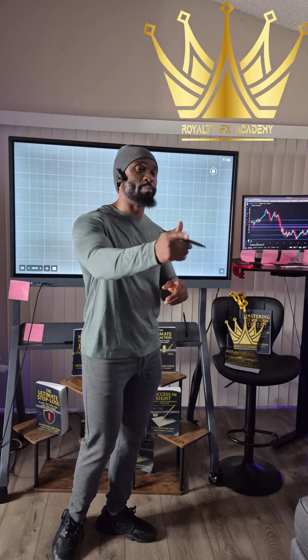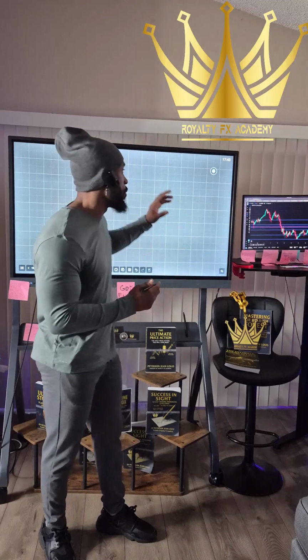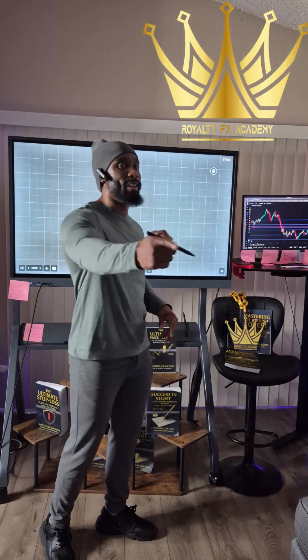The best part about it is the book is your flashcard because it already has the double bottoms with the price action. So when you're about to buy the market or sell the market, there's a picture in it that will show you exactly how it looks.